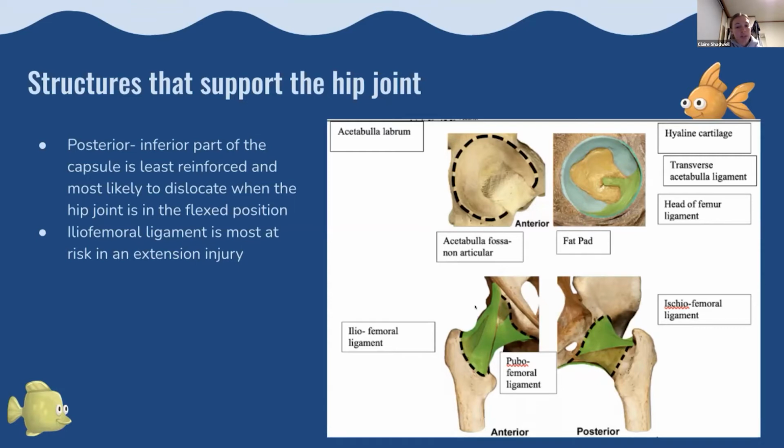Another good way to remember it is that the iliofemoral ligament is the only one that splits into a Y shape and has two insertion points onto the femur. And this is just a little point on the side, that the inferior part of the capsule is least reinforced, as you can see down here, and that's why it's most prone to dislocation.